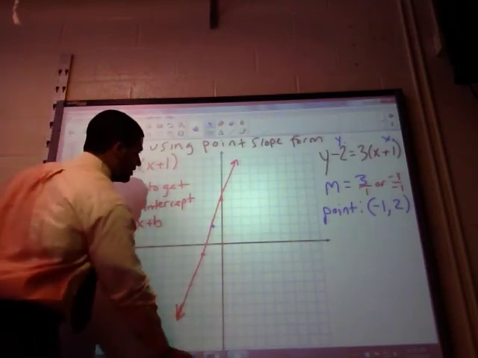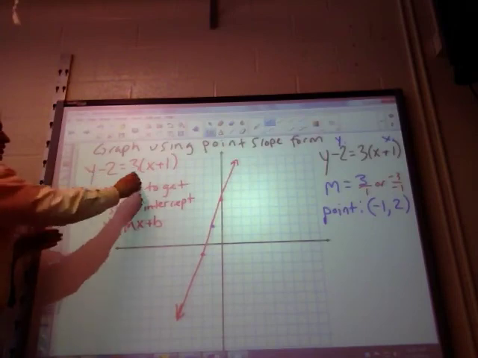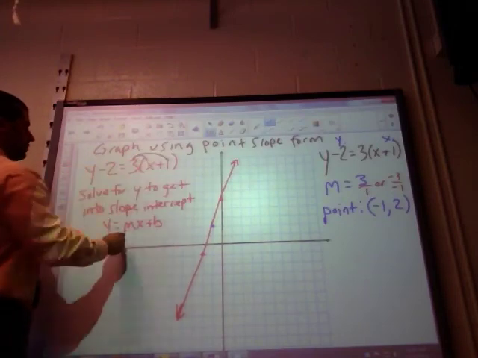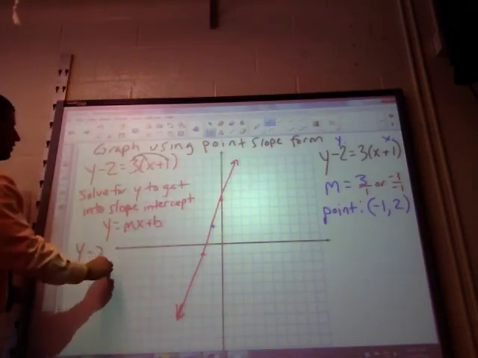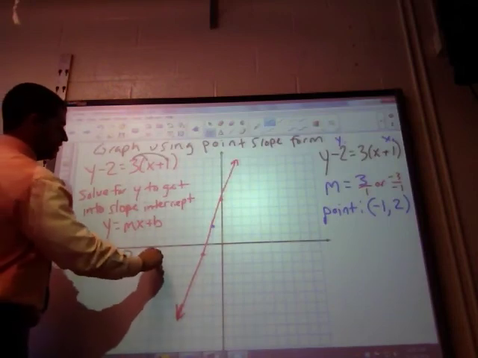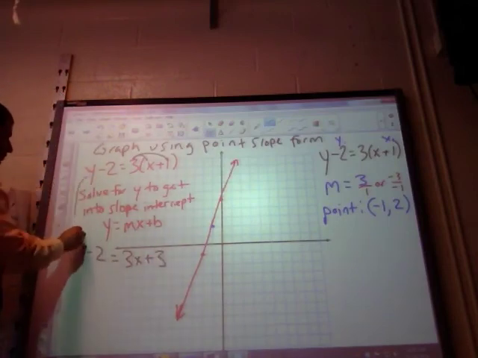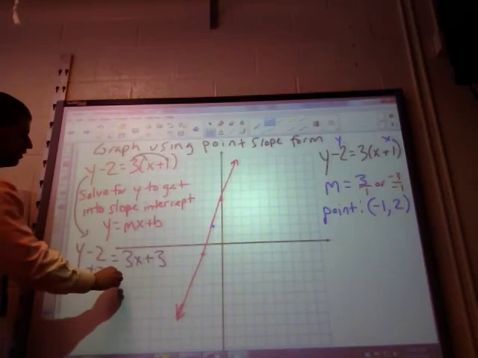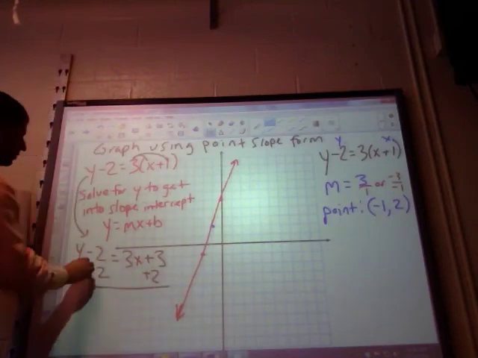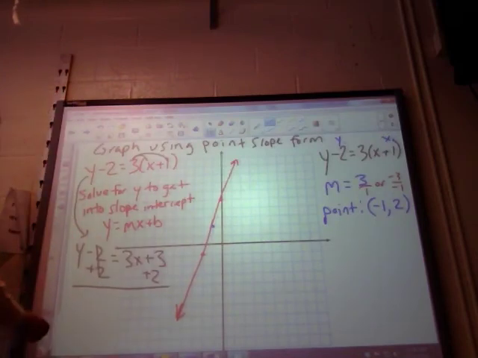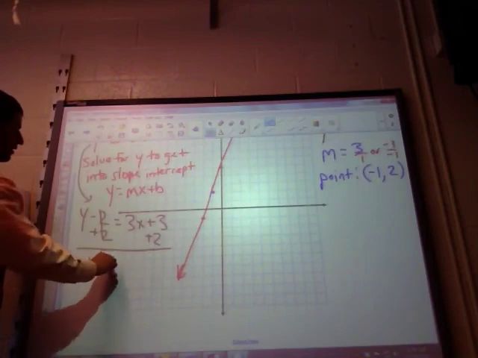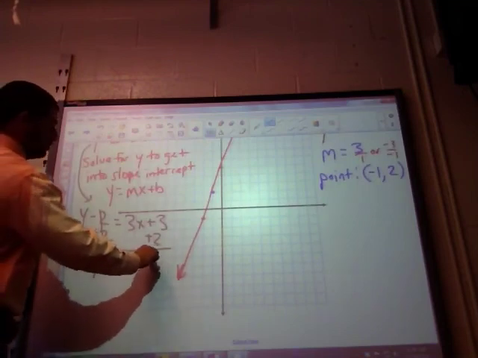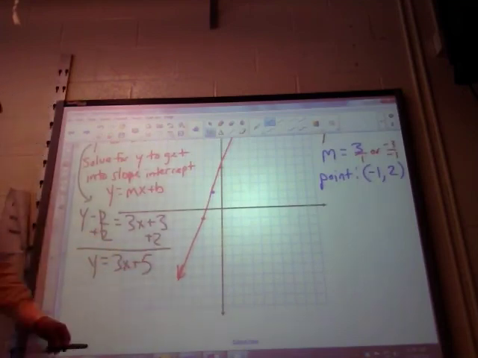So if I'm going to solve this problem, and I want to get y alone, I'm going to take care of this side first and distribute. So I'll have y minus 2 equals 3x plus 3, right? And I can add 2 over, combine it with the other constant over there, and say y equals 3x plus 5. So you can use this in a variety of ways.